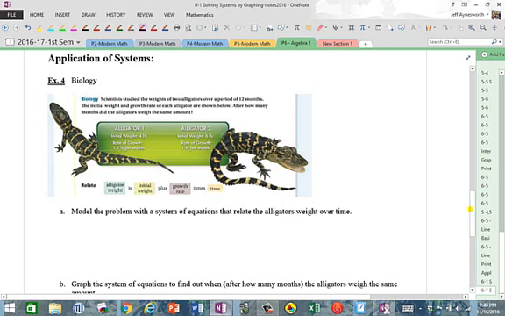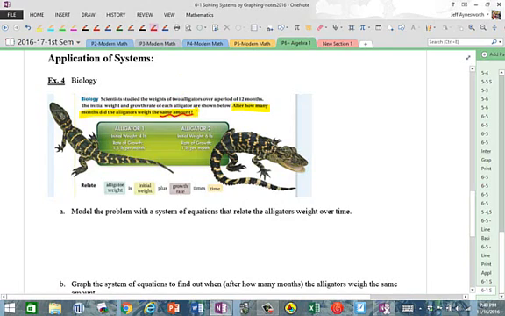So here we go. Scientists studied weights of two alligators over a period of 12 months. The initial weight and growth rate, or rate of change, the slope of each alligator are shown below. After how many months did the alligators weigh the same amount? Let's highlight the question because that's what we want to answer at the end.